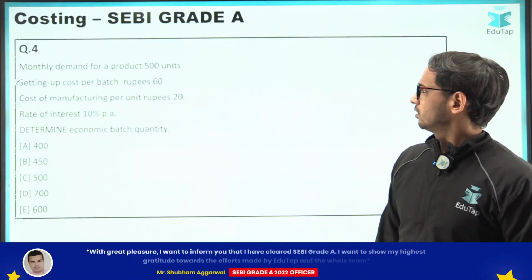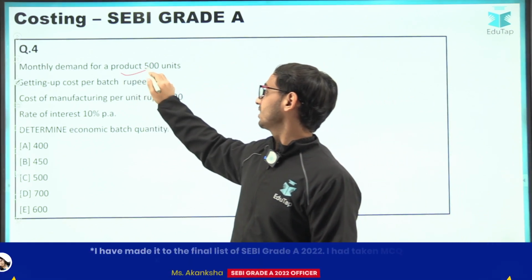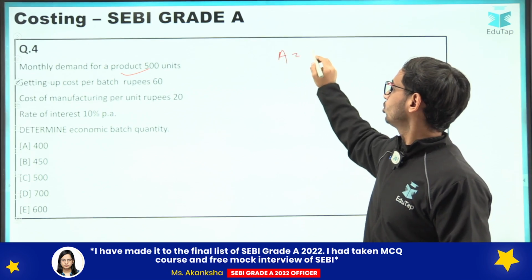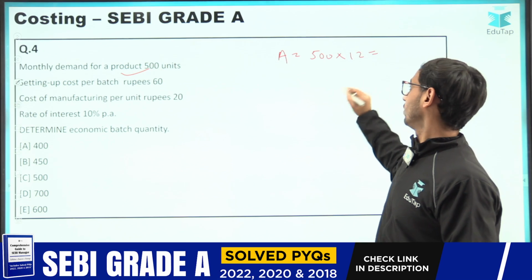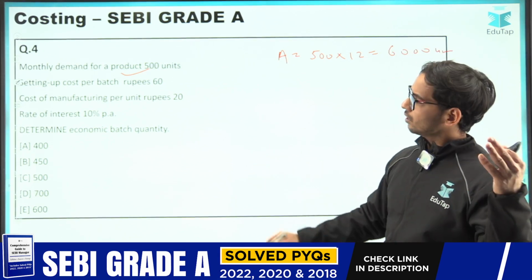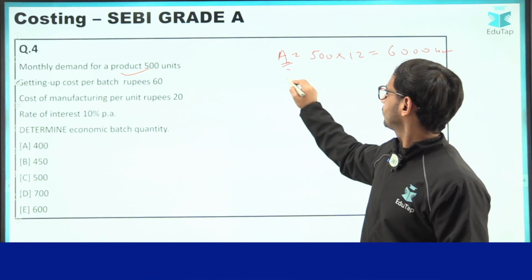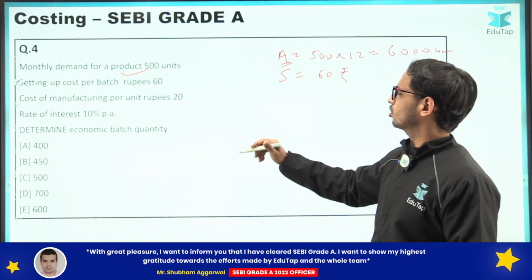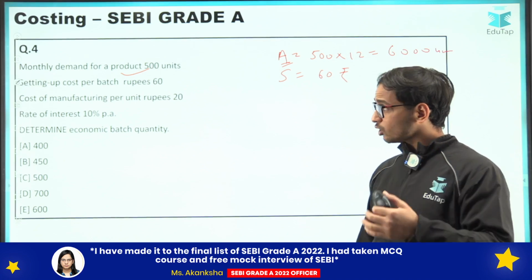Now let's move to the fourth question of the day. That says monthly demand of a product is 500 units. So we have been given the monthly demand and you have to convert this into annual demand by multiplying it with 12. 12 into 500, yes, so 6,000 units is your annual demand. Okay, annual demand. Setting up cost per batch is 60 rupees. Okay. Now your cost of manufacturing per unit is 20 rupees and rate of interest is given to you.